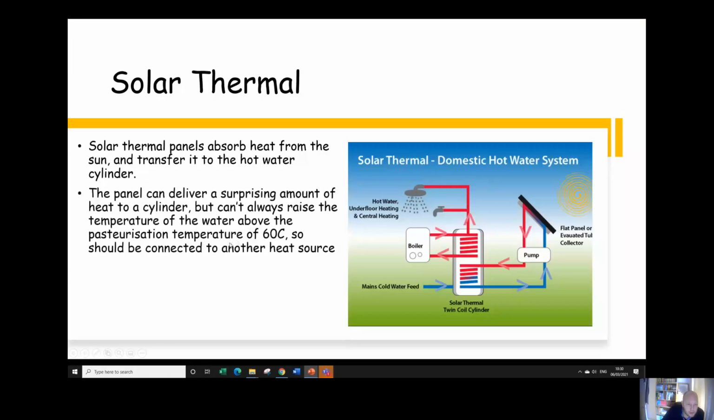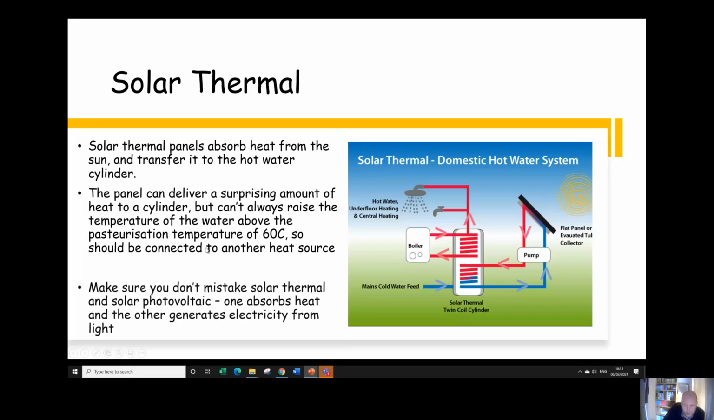Okay, solar thermal, look very briefly at this. Again, we looked at it in the hot water module. They can actually absorb a significant amount of heat on a good day, but they will need, particularly in the winter, another heat source connected, and it's sometimes called an auxiliary heat source, to bump that temperature up to that 60 degrees. It needs to be stored at 60 degrees for at least 1 hour a day.